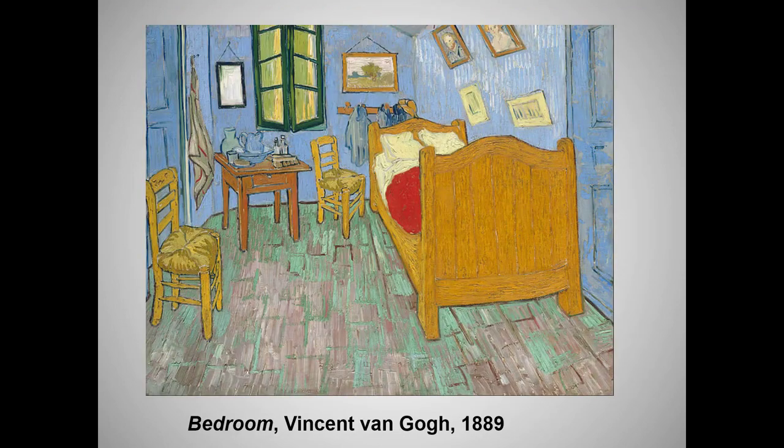By contrast, Van Gogh explained that he deliberately chose the colors in this painting of the bedroom in his retreat at Arles to convey serenity and peaceful retreat. But again, you'll notice the perspective is rather off.